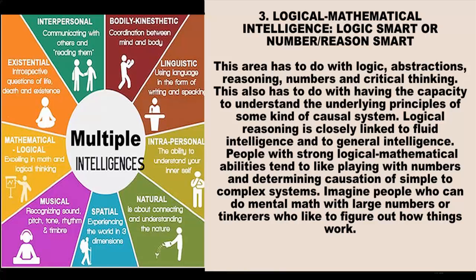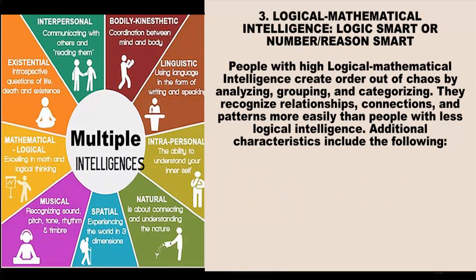People with strong logical mathematical abilities tend to like playing with numbers and determining causation of simple to complex systems. Imagine people who can do mental math with large numbers, or tinkerers who like to figure out how things work. People with high logical mathematical intelligence create order out of chaos by analyzing, grouping, and categorizing. They recognize relationships, connections, and patterns more easily than people with less logical intelligence.